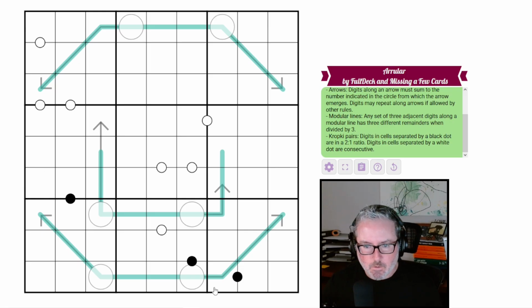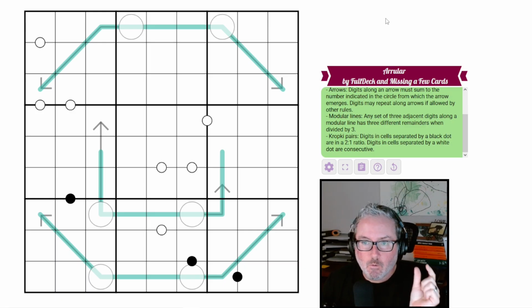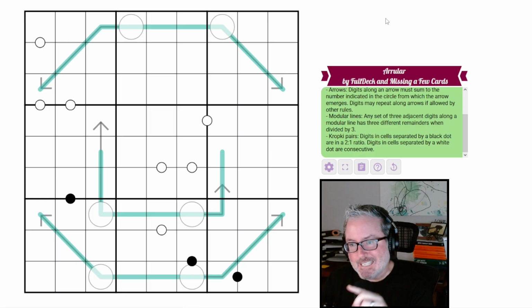So let's ignore the modular lines for a second. These three digits, whatever they will be, are going to add up to whatever this is. These two digits, whatever they are, will add up to this. Then we have the modular lines, so any set of three adjacent digits along a mod line has three different remainders when divided by 3. Not written here, but the three groups that this puts us into are 147, 258, and 369.